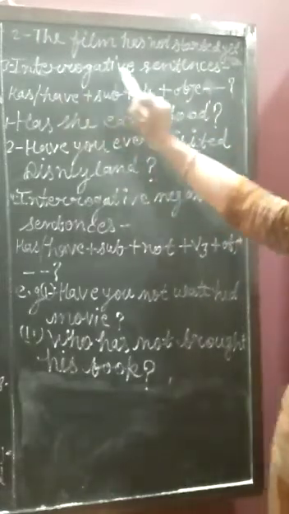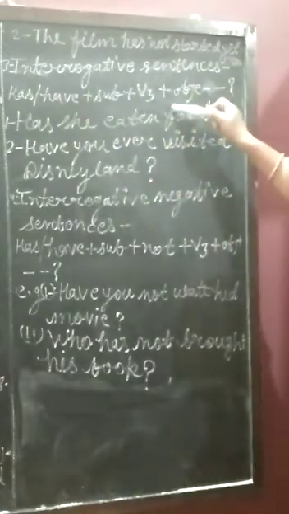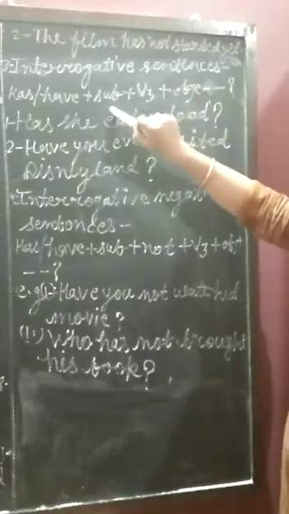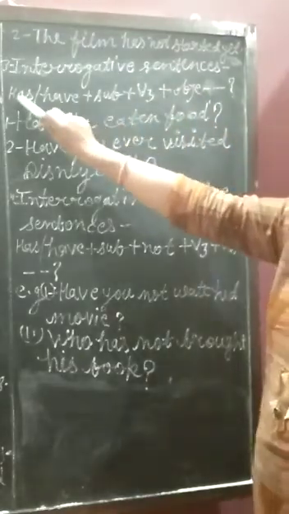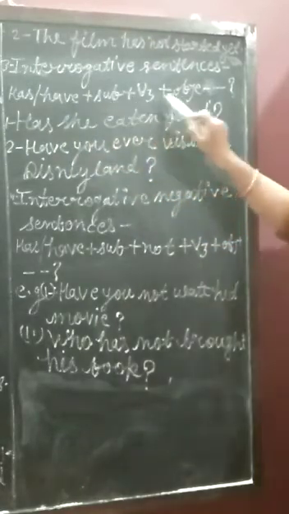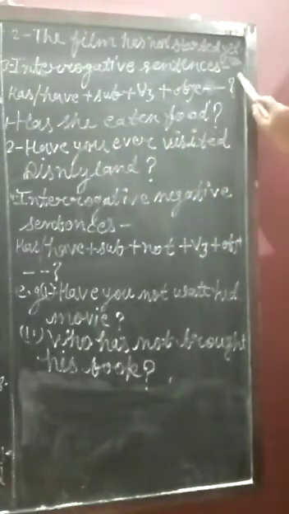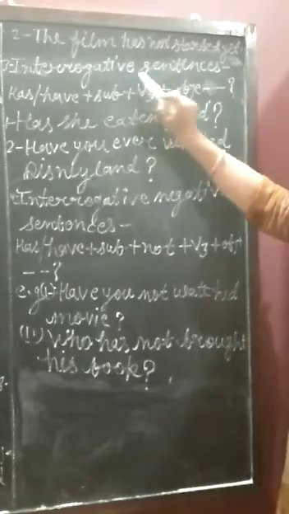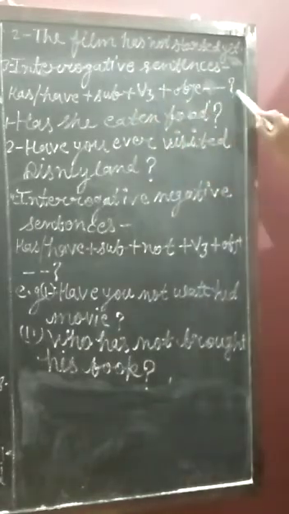Interrogative sentences. How do we make interrogative sentences? Yes and no type sentences which start from a helping verb. Helping verb comes first, has or have plus subject plus verb's third form plus object. At last, interrogative sign. In interrogative sentences, interrogative sign is a must.